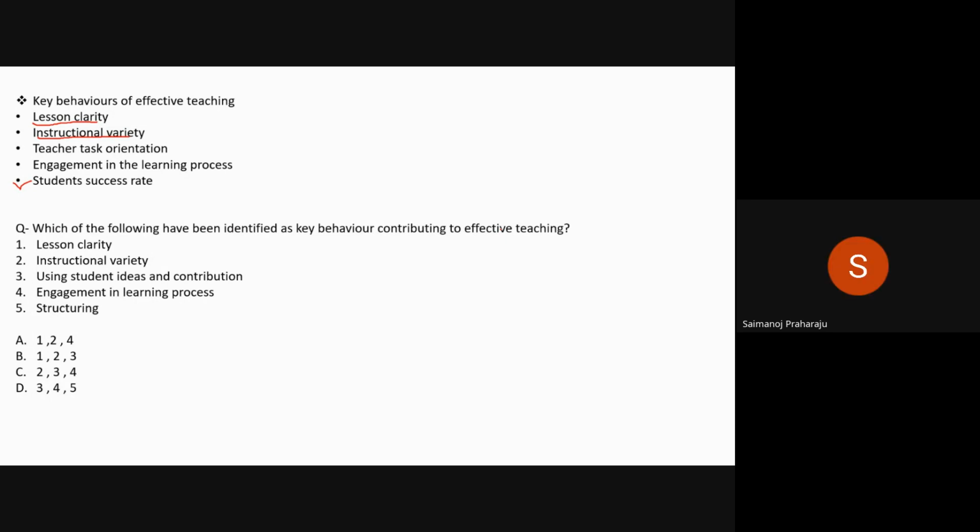Option A: lesson clarity, instructional variety, and engagement in the learning process. Okay, and the answer is itself here. So lesson clarity is first, instructional variety is second, and engagement in the learning process is fourth. So option A is the right answer.